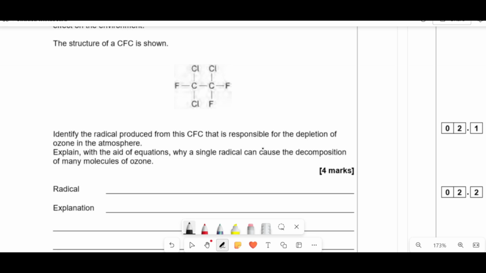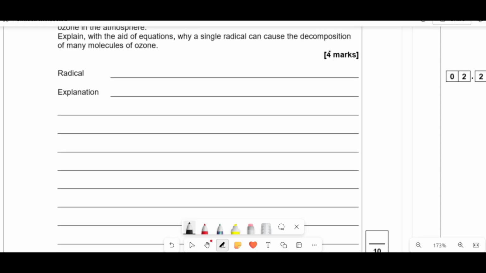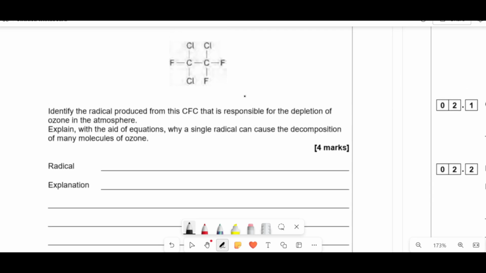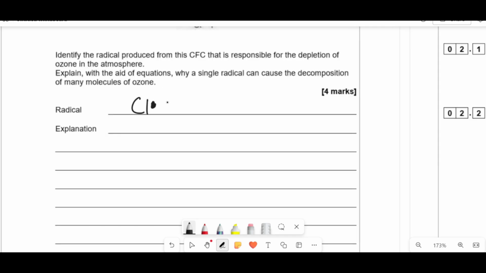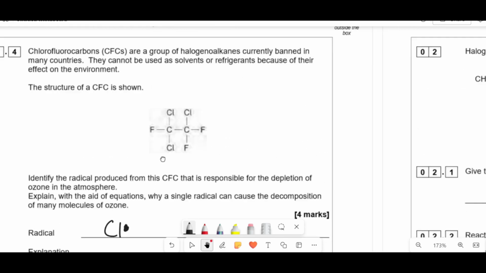Identify the radical produced from this CFC that's responsible for the depletion of ozone in the atmosphere and explain with the aid of equations why a single radical can cause the decomposition of many molecules of ozone. So the radical that's the most problematic here is going to be the Cl that's breaking off, right? So it's a Cl radical. Now, some people thought that this came from Cl2, which is not the case. It's coming from the CF, this whole thing here.